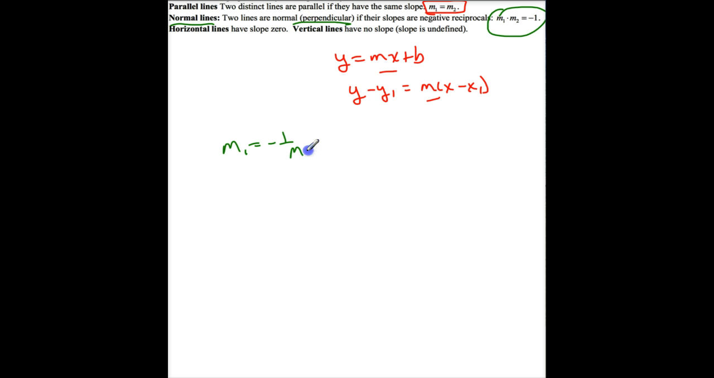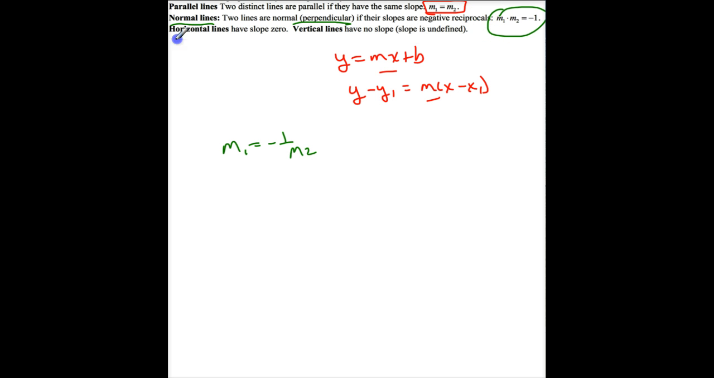Now let's talk about parallel lines. 2 lines are parallel if they have the same slope. Okay, so you can see if I'm in point-slope form, that this is easy to read off. Normal lines, however, and when I say normal in calculus, I mean perpendiculars, then the slopes are negative reciprocals. Now, you probably saw this as m1 is minus 1 over m2.